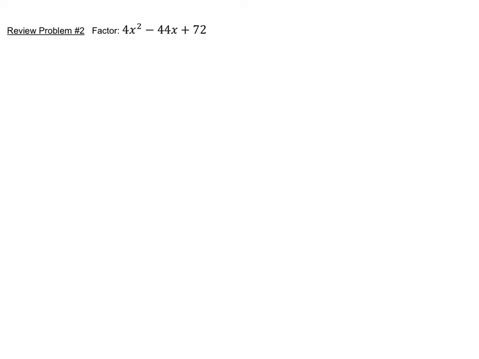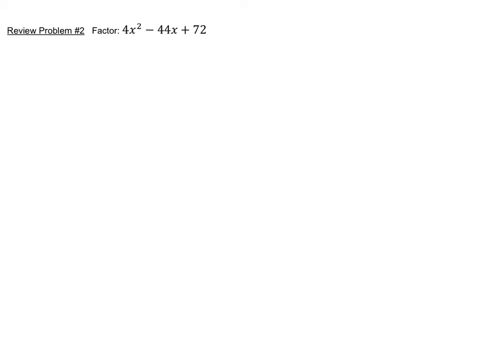Example 2, the review problem, factor. First step of factoring, is it in standard form? Yes, x squared first, then x, and the number. Second question for factoring, can I take out a greatest common factor? Well, it looks like I could divide each piece by 4.